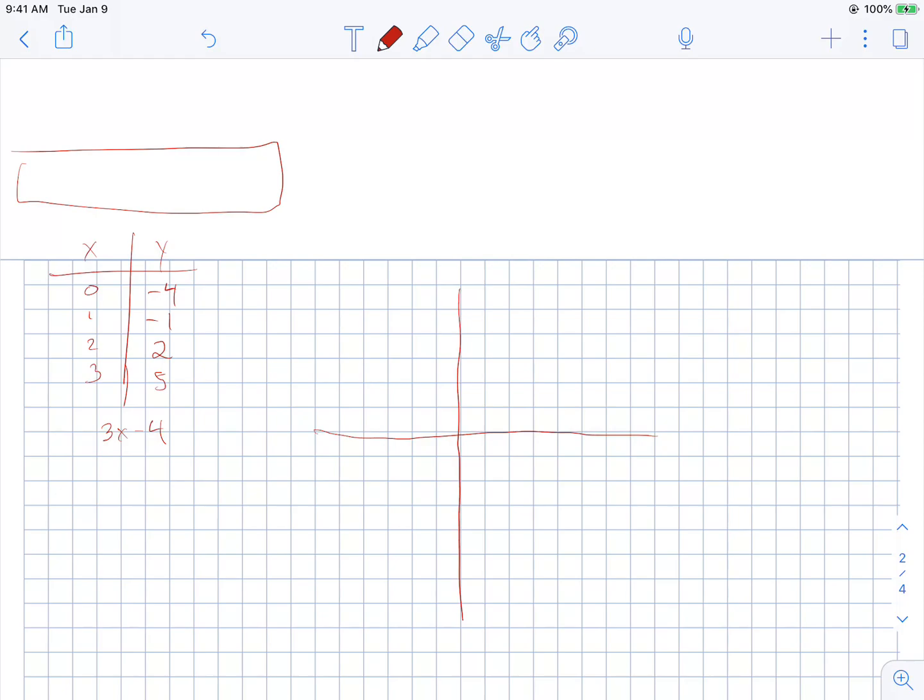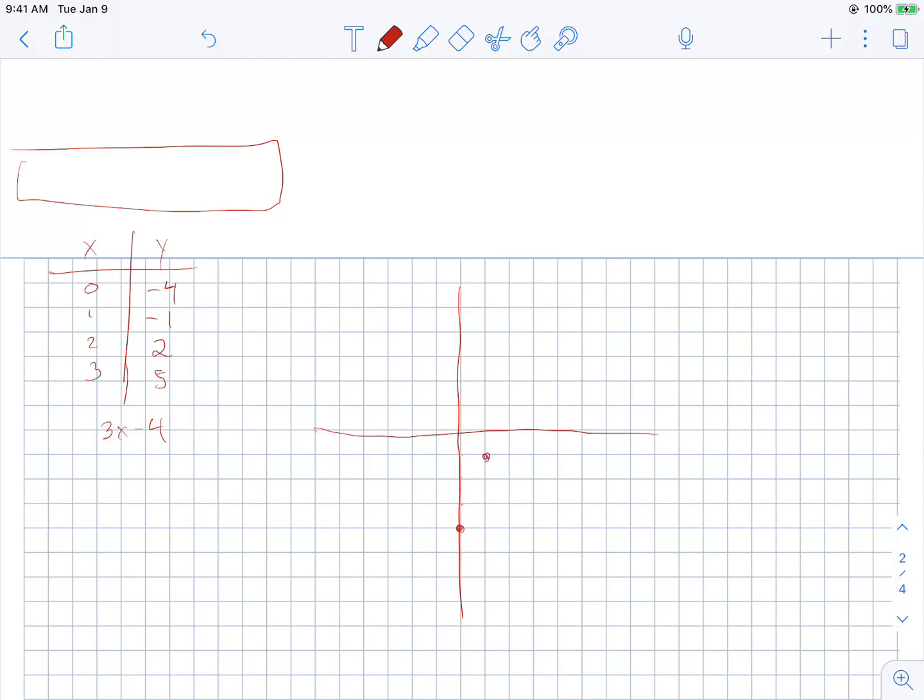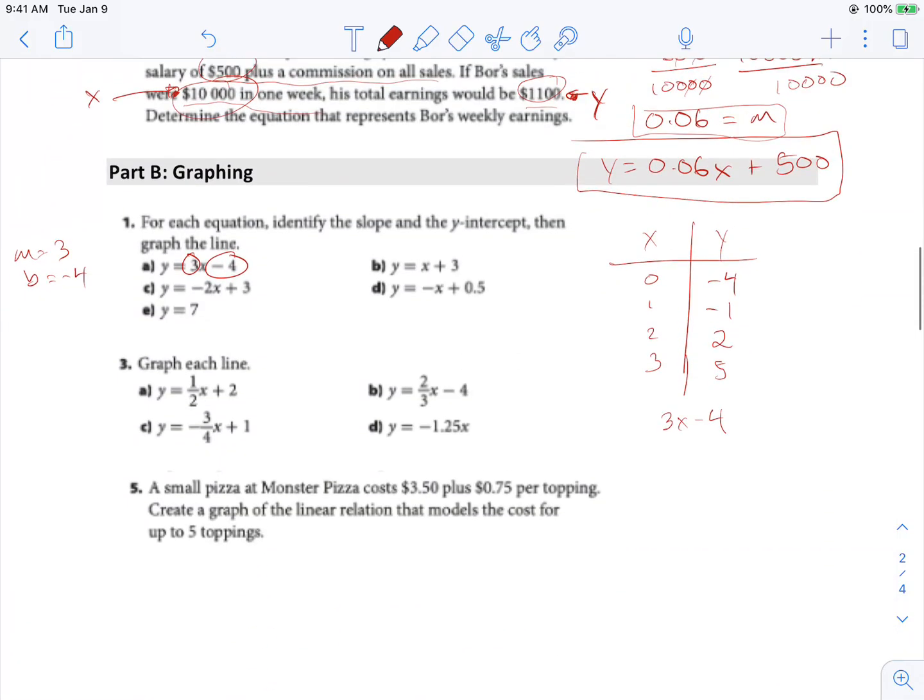And now we'll plot our points. So when x is 0, y is negative 4. When x is 1, y is negative 1. When x is 2, y is positive 2. And when x is 3, y is positive 5. Good stuff. We can draw a line to connect these things up, and we're good. You should always make it a habit to label your axes. That way everyone knows what numbers you are referencing. Okay, perfect. That's the first one done.